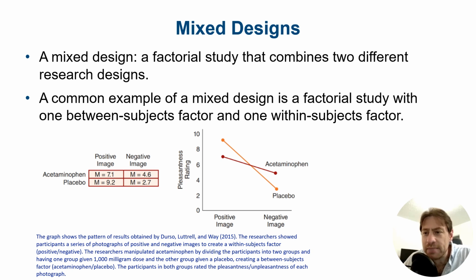So in this study, it made sense to use a between subjects design for the type of treatment. It makes sense for the placebo group to be a separate group of individuals than the treatment group, the drug group. But the type of photograph, pleasant or unpleasant, was kept within subjects to leverage the advantages of the within subjects design.